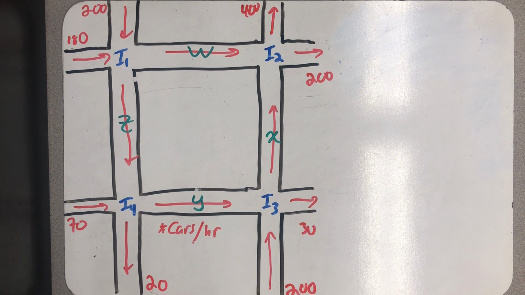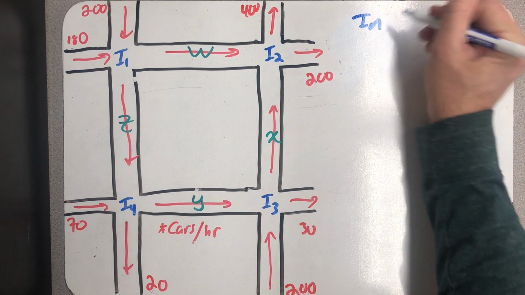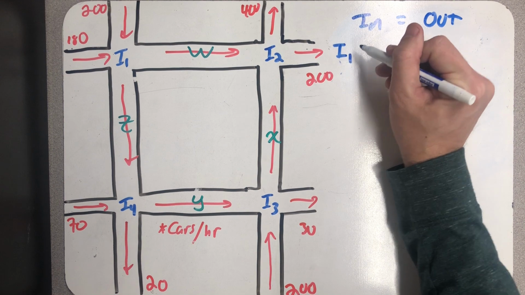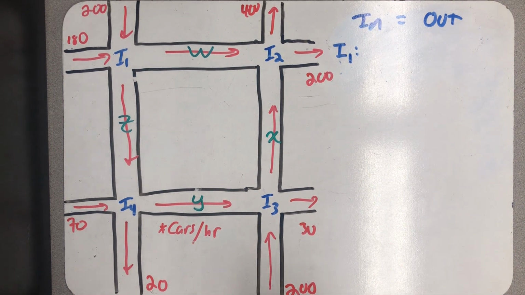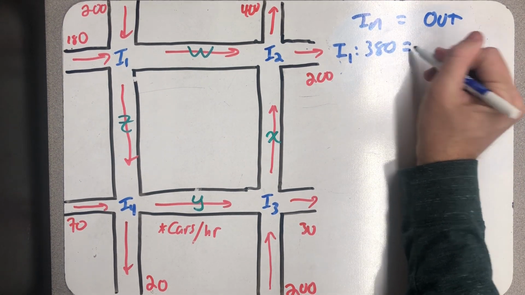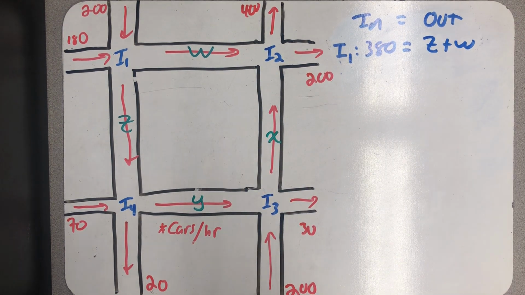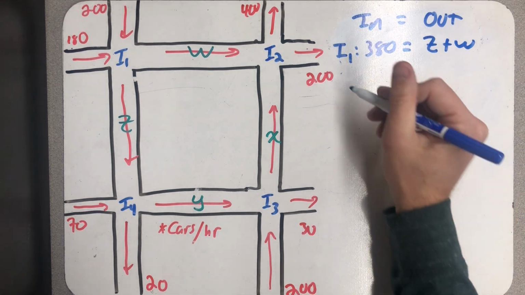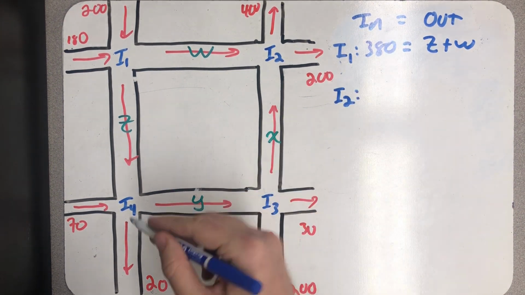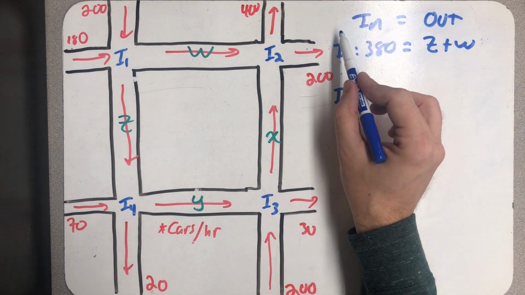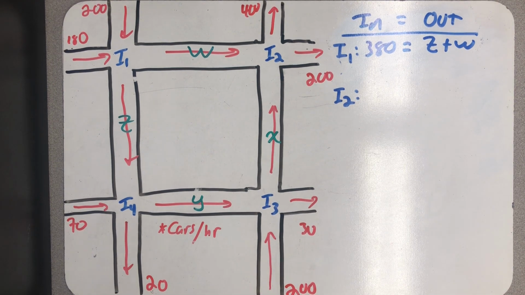Well, the primary idea here is that in each intersection, the number of cars in has to equal the number of cars out. So let's just look at intersection 1 to start with. If I combine the two directions, in 1 hour, 380 cars will be coming into the intersection. In that 1 hour, z plus w cars will leave the intersection, and we need those to equal to keep traffic moving. All right, so I'm going to write 4 equations based on the 4 intersections, and I'm going to write them right now in the format of in equals out. And that way they're all organized the same. Eventually, we'll rewrite them the way we typically look at a system of equations.